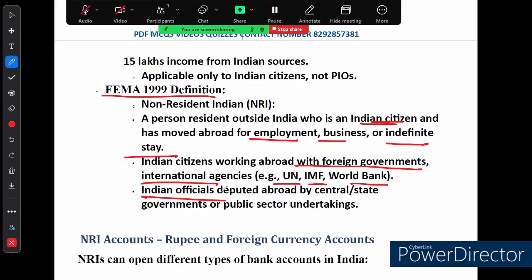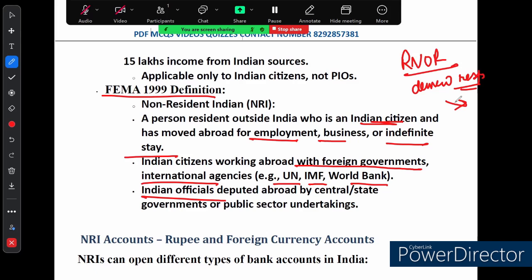So to wrap up whatever we have discussed in this slide, we have discussed that RNOR and deemed resident are a special category that help define who need to pay taxes in India based on their income and how much time they have spent in the country. And under FEMA, NRI is anyone living abroad for work or government posting. These definitions are important because they help the government make sure everyone pays their fair share.